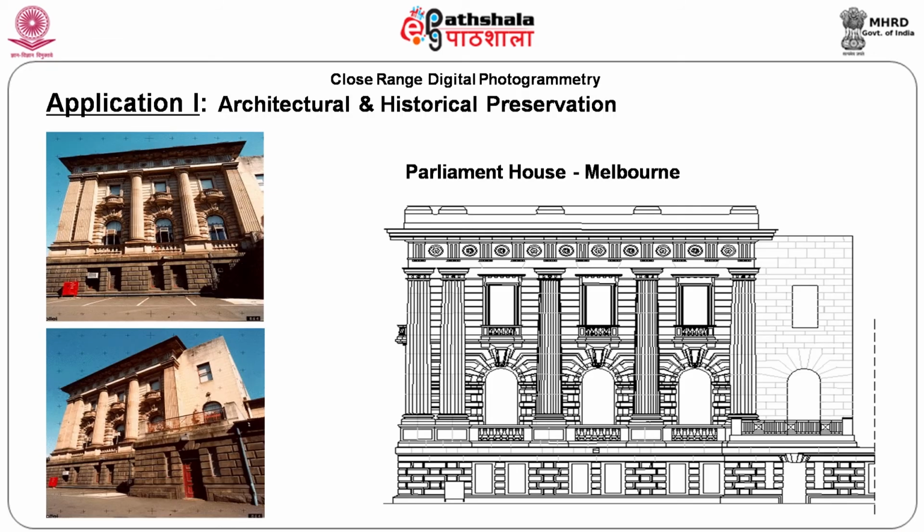So, let me show you one good example. An architecture building, a building which is there, namely the Parliament House, Melbourne. What they tend to do is that they just take photographs of this particular building from different directions and then use the digital analogy and convert it.